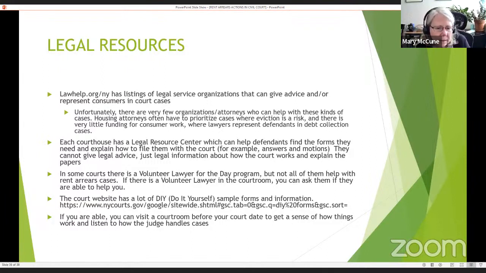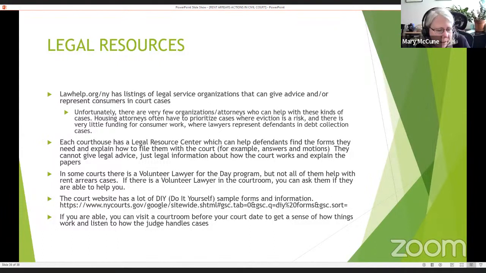But their focus is the credit card cases and other types of debt. The rent arrears cases, there aren't a lot of them. And so when the program started, the volunteer lawyer for the day didn't really include rent arrears cases. So sometimes they'll try to take them, but they're busy enough with the cases they've been assigned to, so you can't count on it.